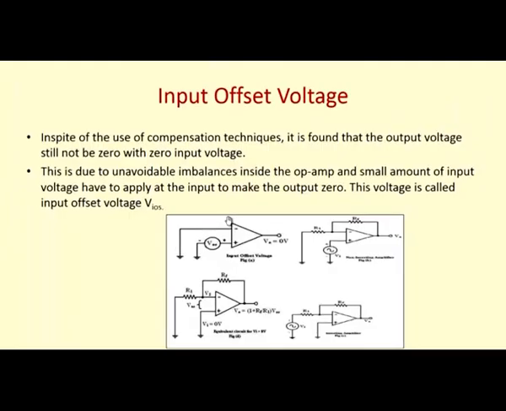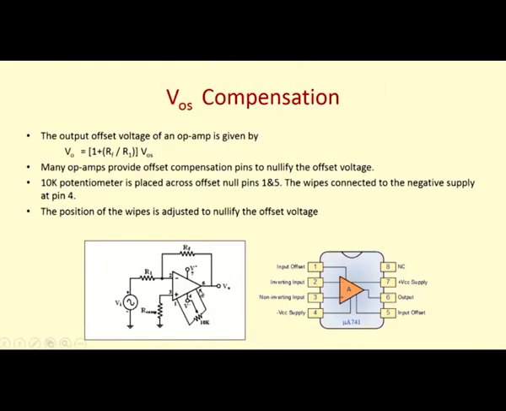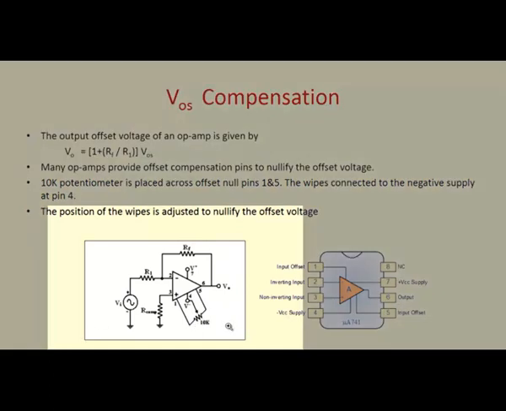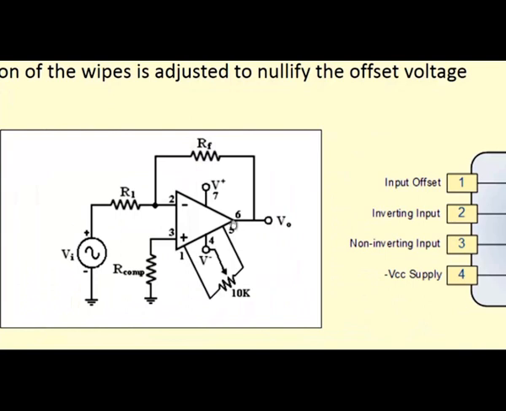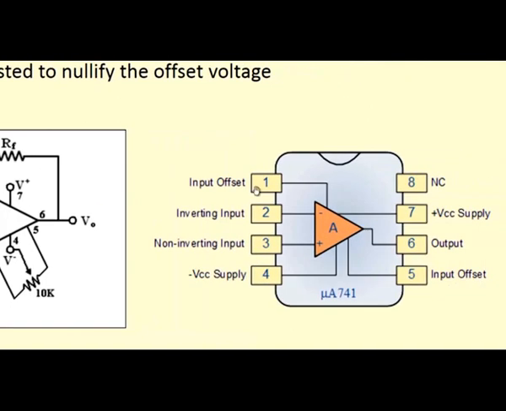In the operational amplifier itself, we have a facility to give input voltage as the offset voltage across these two input terminals 1 and 5. Across these two input terminals, we are connecting a 10K potentiometer, and to the fourth pin the wiper is connected. So, these two pins are called offset null pins. The first pin and the fifth pin are input offset pins.